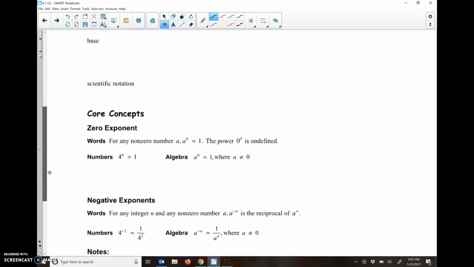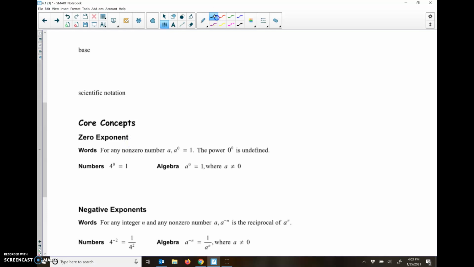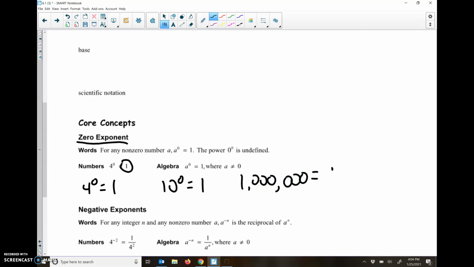So first we're going to go over the vocab here. We need to know what a zero exponent is. A zero exponent means anything to the 0 power. Anything to the 0 power is 1. Doesn't matter if it's 4 to the 0 power like it is in the example, or 10 to the 0 power, or 1,000,000 to the 0 power. Anything to the 0 power is 1.